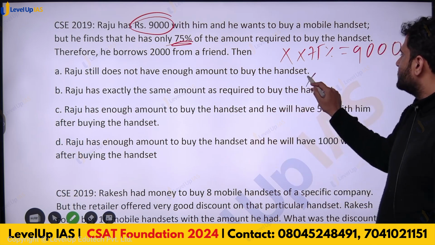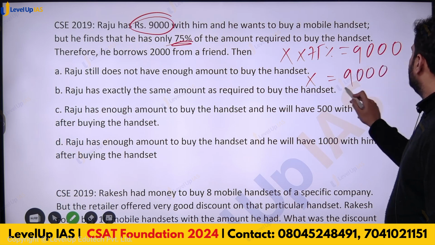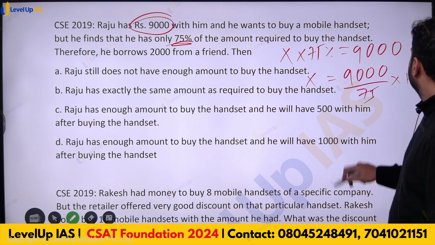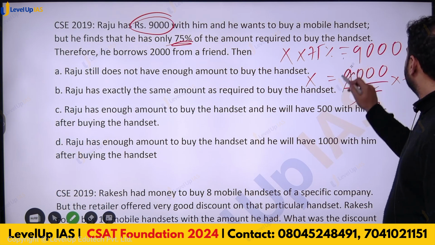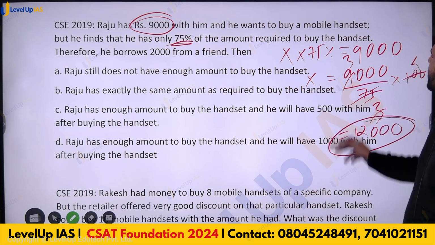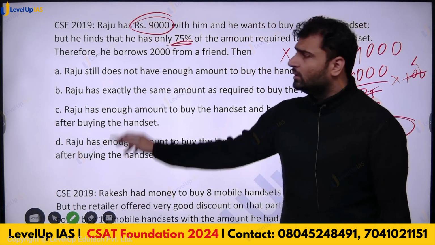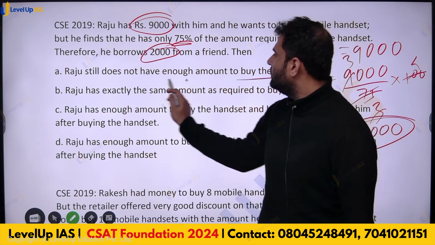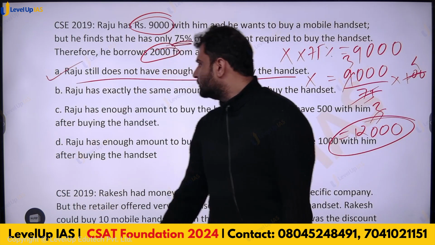So what is the price of the handset? The mobile handset is 9,000 divided by 75 into 100, which is, you can divide by 25, then you can divide by 3, which is 12,000. So this is the price of the handset, and now he borrows 2,000 from a friend. Now how much does he have? He already had 9,000. He gets 2,000 more from the friend. Now he has 11,000, but still, does he have enough? The amount he needs is 12,000. He still does not have enough, right?